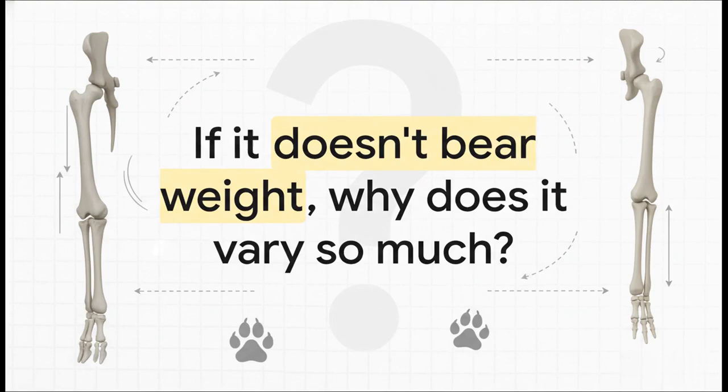And this right here leads to a really fascinating question that sets up everything we're about to compare. If it's not bearing weight, why on earth would this bone almost completely vanish in a cow but stay totally intact in a dog? The answer, as you'll see, is all about how they move.